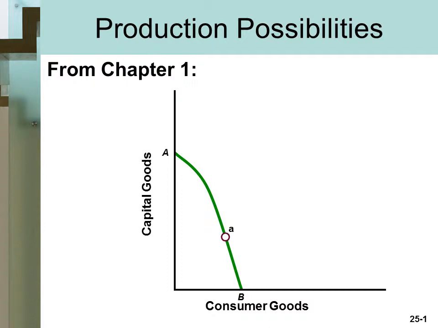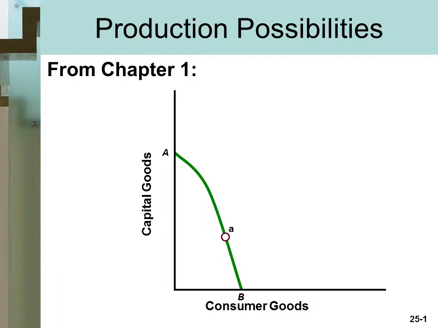This is a review from something we learned way back in chapter 1. It's one of the basic economic models and one of the most important building blocks of economic ideas. So, a quick review here. Capital goods on the vertical axis. Remember, capital goods are things like machines and equipment and tools and factories. Capital goods satisfy economic wants indirectly and over time. And on your horizontal axis is consumer goods. Consumer goods satisfy economic wants directly and immediately.